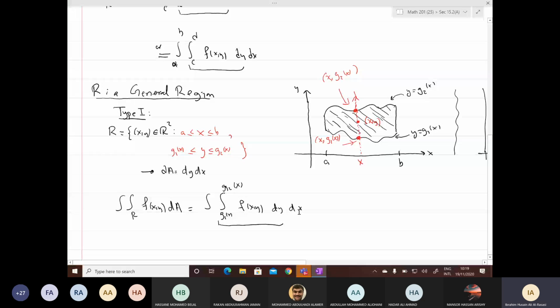In other words, once we know the description of the region, that's it. These are the limits of x, these are the limits of y. Period. Limits of x and limits of y. The description will give you the limits of the integration. So this is what type 1 is. Okay. Type 2.